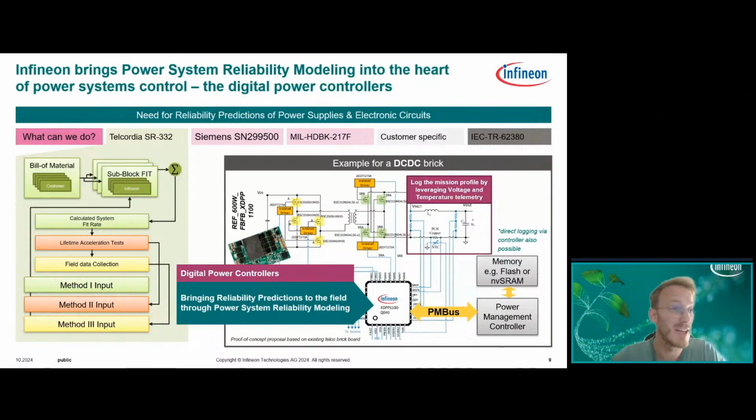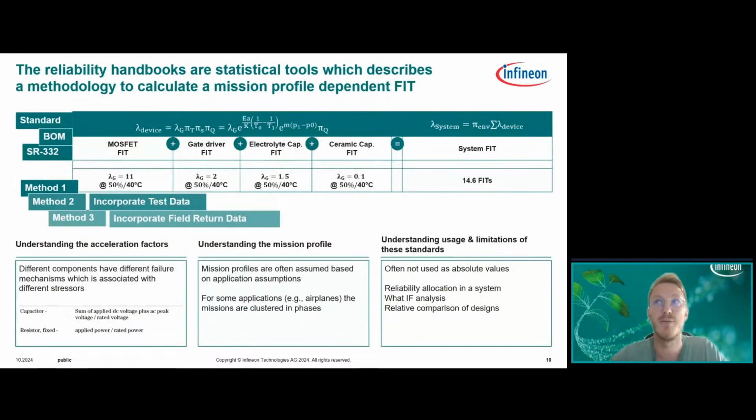But if you would like to log all your mission profiles and usage profiles, those data can also be logged in memory and can be read out. Now, to understand our solution in more detail, let's have a look at the reliability handbooks itself.